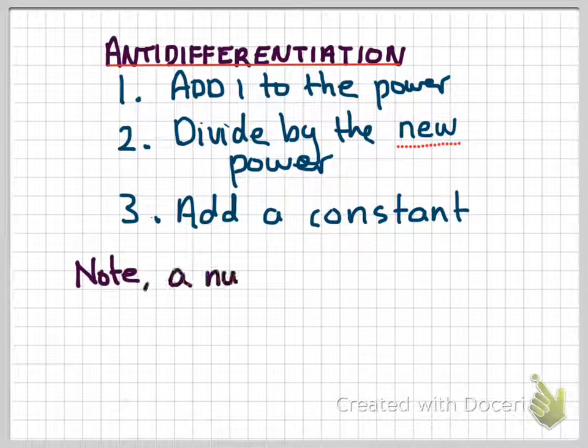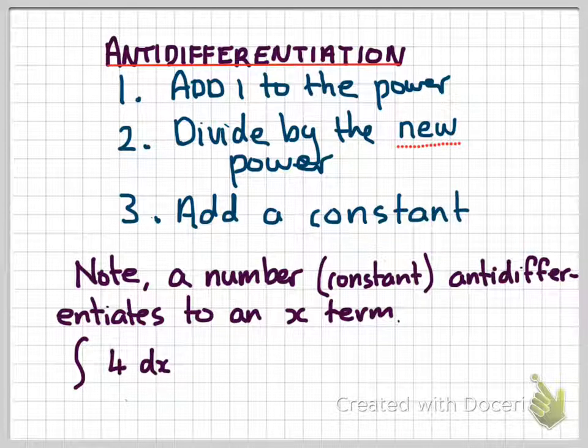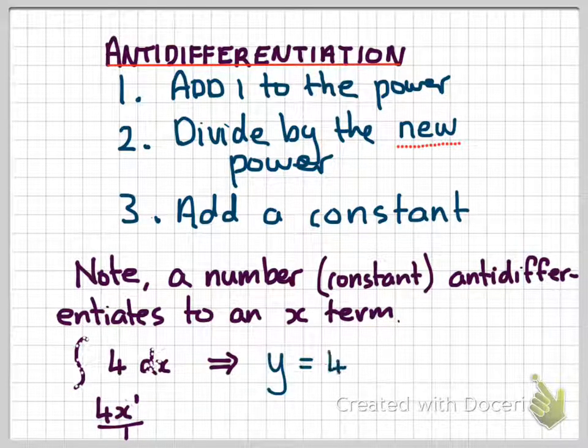Next we're going to have a look at a number. A number or a constant antidifferentiates to an x term. So if we want to antidifferentiate 4 with respect to x, remember we forget about the integral and the dx. 4 is the same as 4 times 1, or 4 times x to the power of 0. We know that x to the power of 0 is 1. Add 1 to that power, divide by the new power, and so we get 4x plus your constant. So a number antidifferentiates to an x term, and when you differentiate 4x, obviously you're going to get 4.